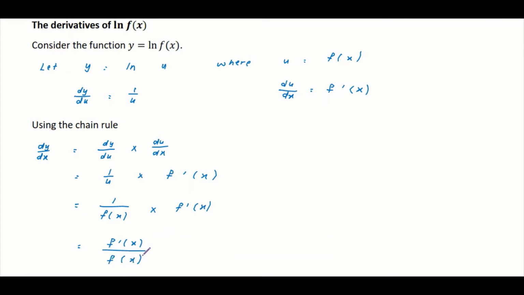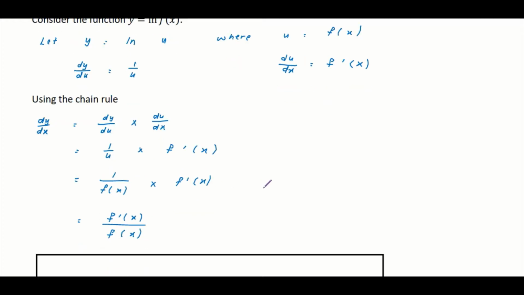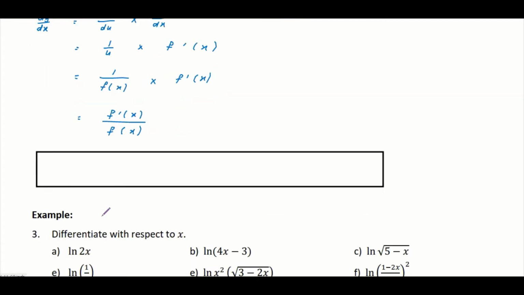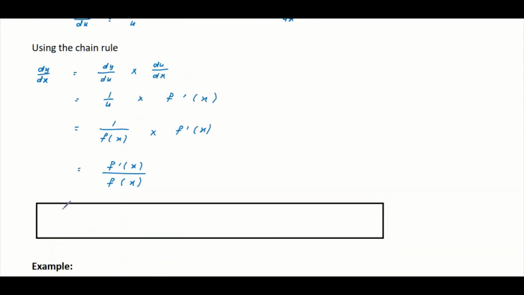Meaning that you differentiate the function and write it as the numerator of the fraction, then the function itself becomes the denominator. We are going to look at one example before we end the lesson, but let us write this down first. So y equals natural log f(x), and dy/dx will equal f prime x over f(x).